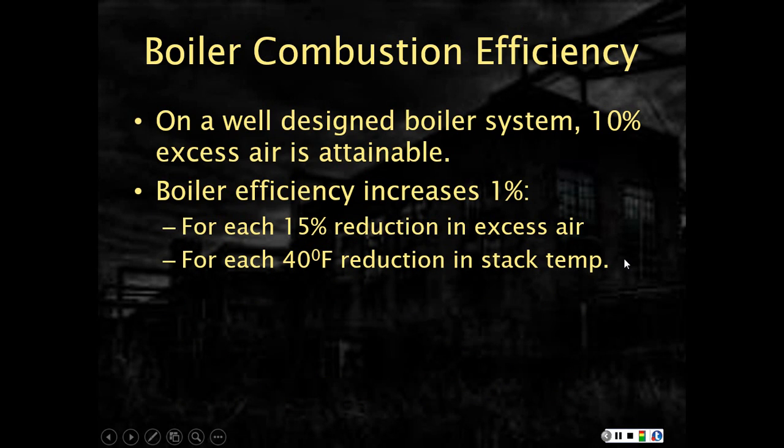On a well-designed boiler system, we can get down to as little as 10% excess air. That seems to be attainable. And in general, boiler efficiency increases by 1% for every 15% reduction of excess air that we can achieve, or for each 40 degree reduction in stack temp. Depending on what we're able to achieve, we can get boiler efficiency to increase by 1%.